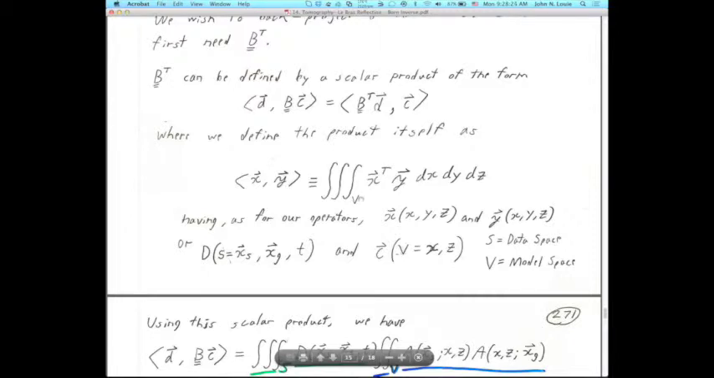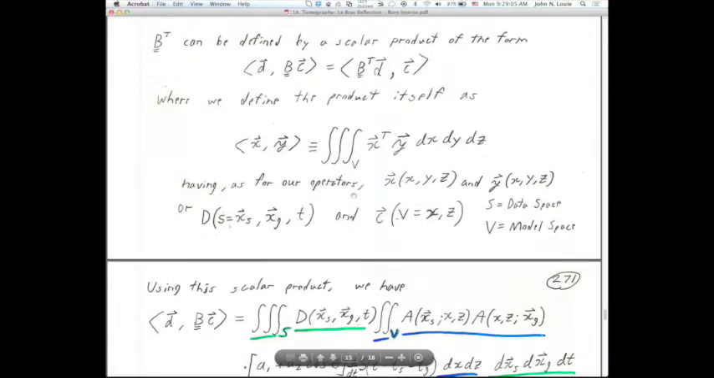So we're going to have a triple integral over a volume x, y, and z. x and y are just dummy variables here, so don't worry too much about that. So the scalar product of x and y is a triple integral of x transpose times y, integrated over x, y, and z. Our operators are x, which is a function of x, y, and z, and y, which is a function of x, y, and z.